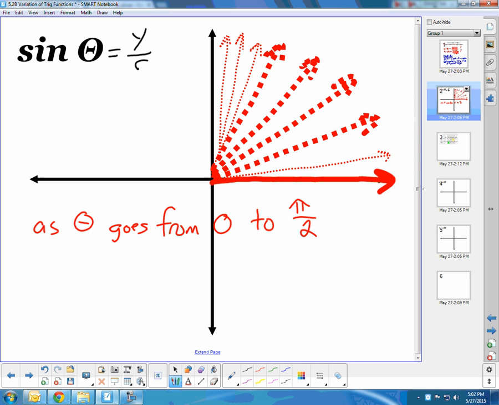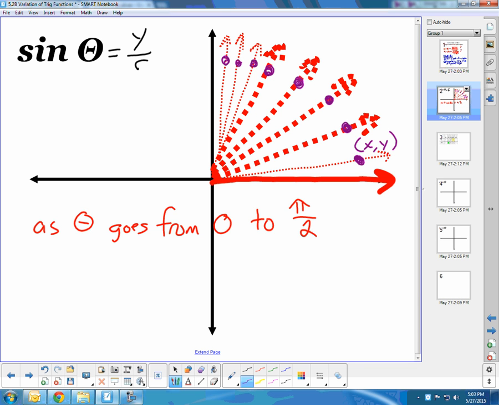Well, if I think about my circular definition and what's going on with my y and my r, if I choose some point on the first terminal ray for a very small angle, it's going to have some coordinates x and y. I don't really care about the x-coordinate because I'm dealing with the sine function. But that y-coordinate is going to be pretty small because the vertical distance between the point and the x-axis is pretty small.